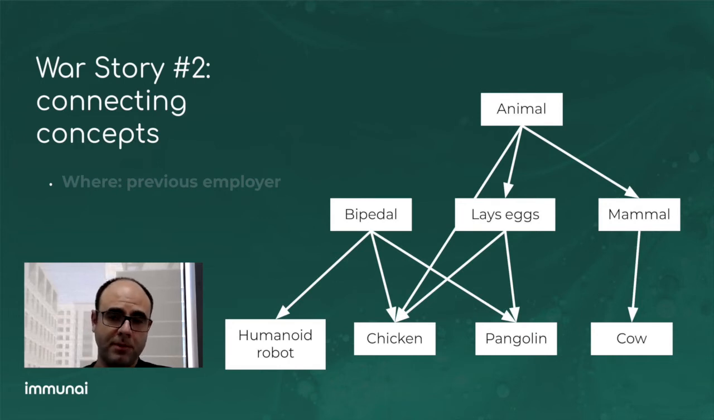Well, the problem with taxonomies is that you really need to fine-tune them very thoroughly to the specific use case you want to address, because in some contexts, pangolin is bipedal, whereas in other contexts, it's quadrupedal. And in some cases, you care about the fact that a humanoid robot is a concept, and in others, you don't care about that.